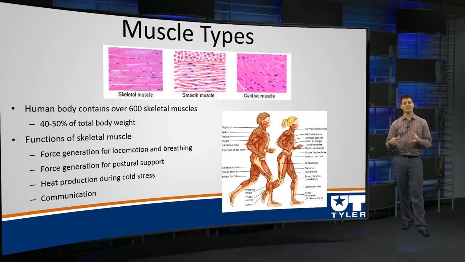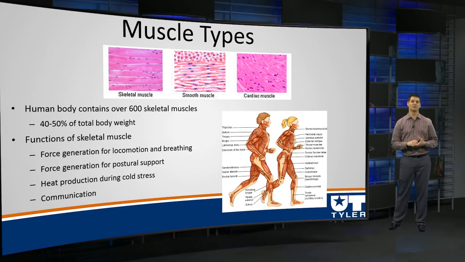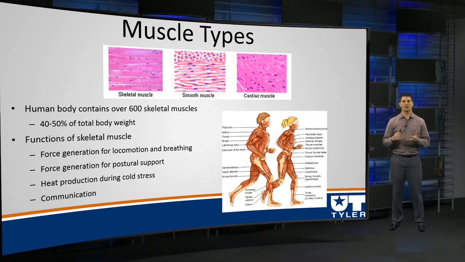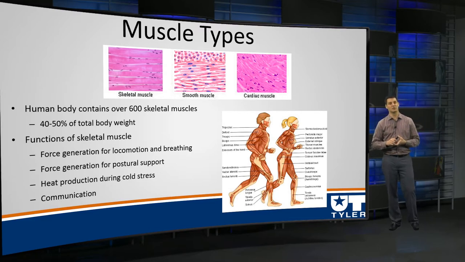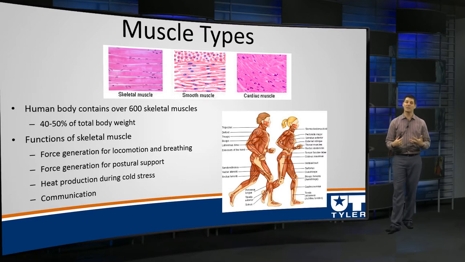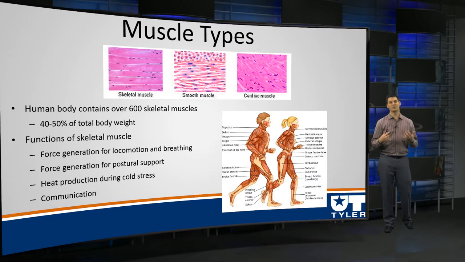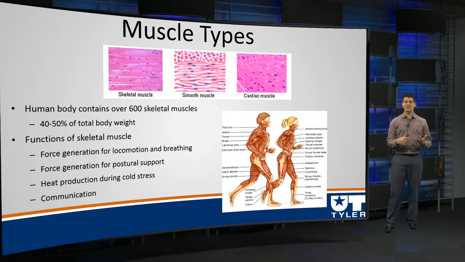However, what we're going to focus on today and in the next several units is skeletal muscle, right? Skeletal muscle makes up a large portion of our body weight, 40 to 50%, and includes over 600 skeletal muscles that are found all over different places and really provide several functions, right? The major function that we think of as exercise physiologists is, of course, the force generation for locomotion, being able to get up and move and perform exercise.